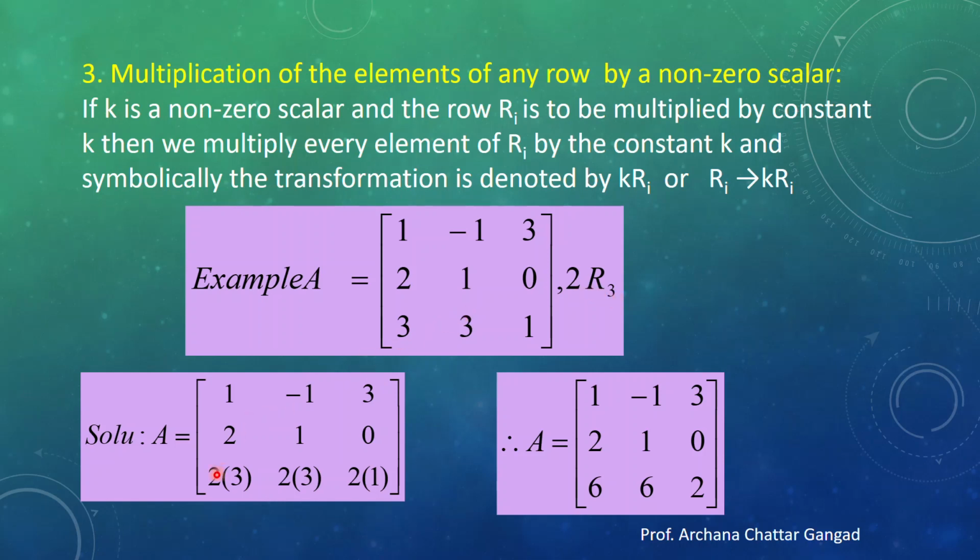So 3 into 2. Next again the element of the third row is 2 into 3, and the last element of the third row is 1, so again 2 into 1. After simplification of this third row, we get 6, 6, 2. First and second rows as it is. So this is the non-zero scalar multiplication of a given matrix.